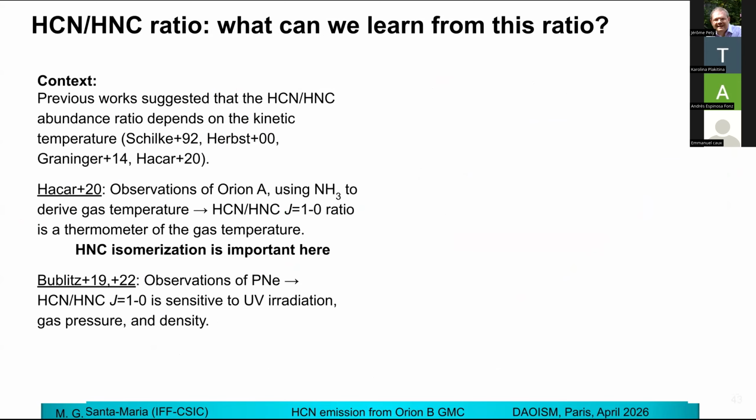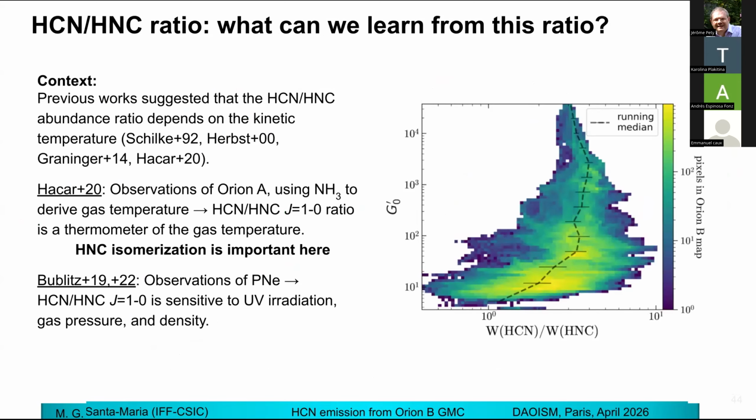So I rather left, but I'm going to talk about the HCN to HNC ratio, which was one of the goals at the beginning of the project, and we didn't really focus on that anymore. Previous work suggested, starting in the 90s, that the HCN to HNC ratio was a thermometer. And actually, Alvaro Hacar and collaborators used Orion-A observations to prove that this ratio is a gas thermometer.